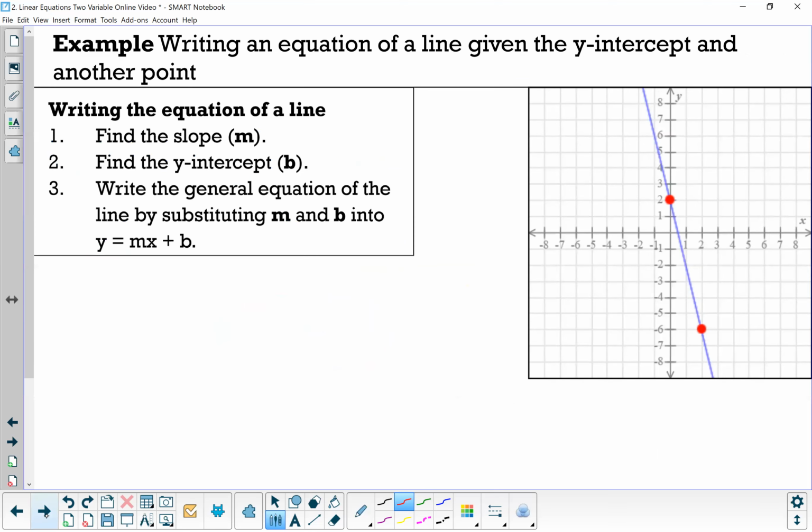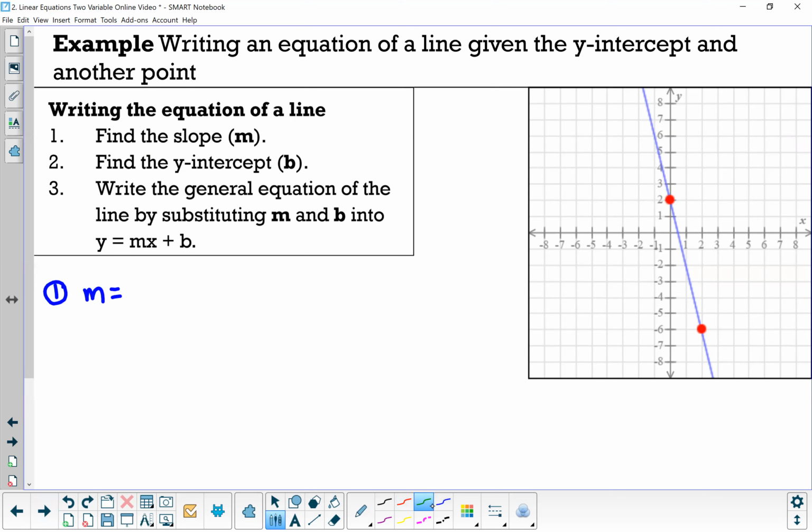Here is actually very similar to what we just had. We're writing the equation of a line given the y-intercept and another point. So I am going to do this two ways. Let's start with what I consider to be the easiest way of doing this, and that's just by using the information on the graph. So first, we're going to find our slope. And I'm going to find the slope by using the graph and counting.